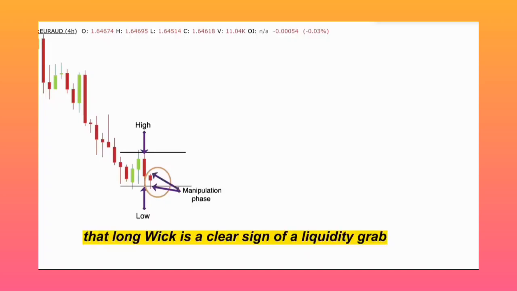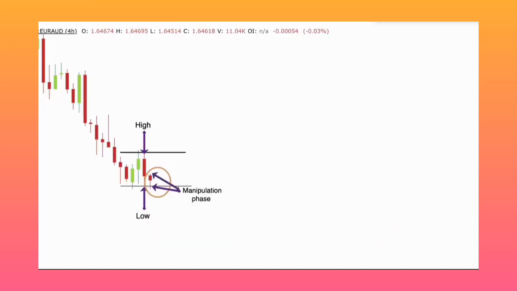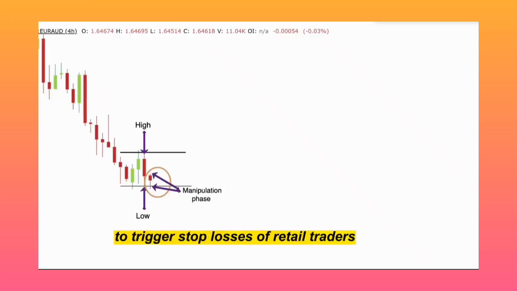What does this tell us? That long wick is a clear sign of a liquidity grab. Smart money pushed the price below support to trigger stop losses of retail traders, forcing them to sell or exit. But as the price closes back inside the range, it's signaling that smart money has finished their manipulation and is preparing to push the market higher.